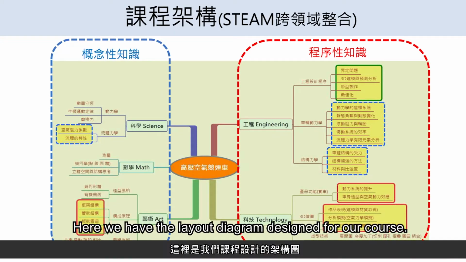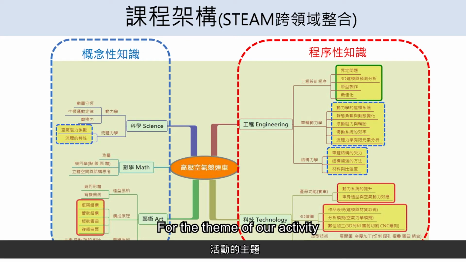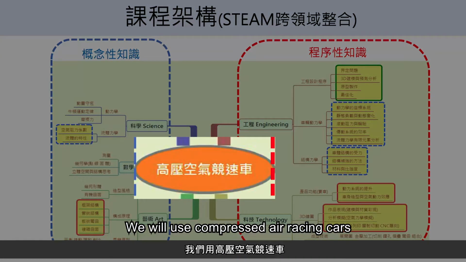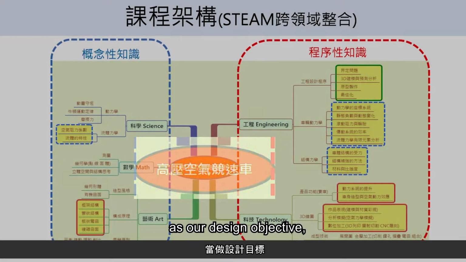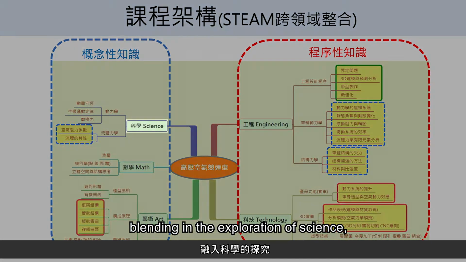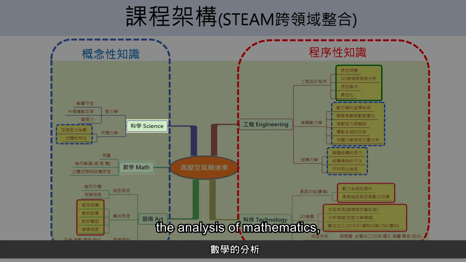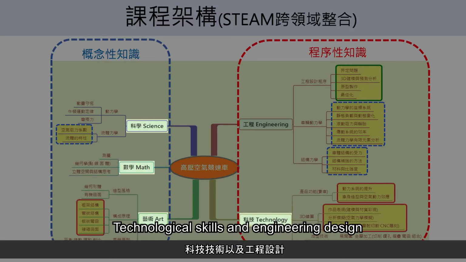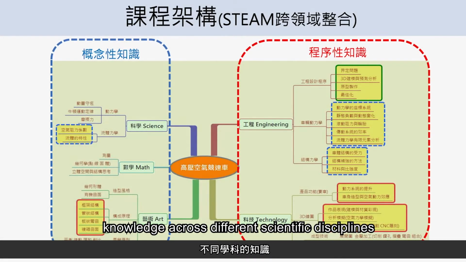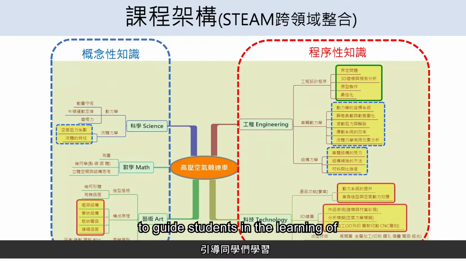Here we have the layout diagram designed for our course. For the theme of our activity, we will use compressed air racing cars as our design objective, blending the exploration of science and analysis of mathematics, the design of art, technological skills, and engineering design knowledge across different scientific disciplines to guide students in learning to solve problems of the real world.